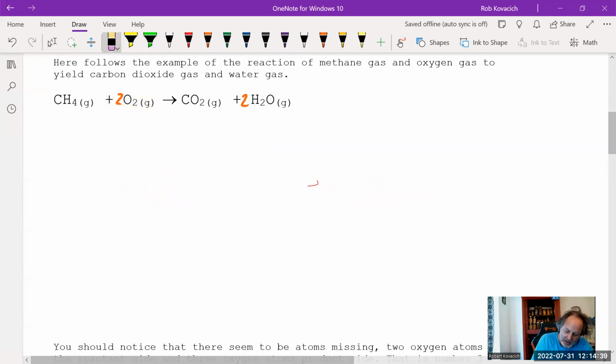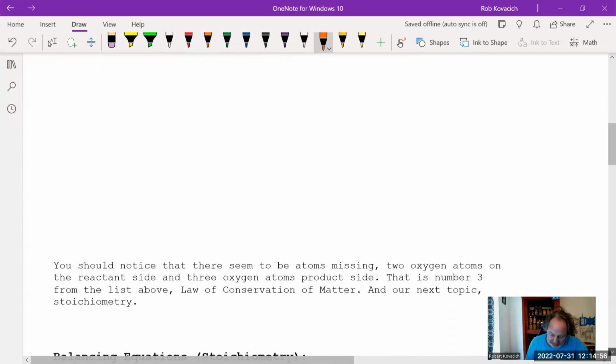So this is now a balanced chemical equation. 1 carbon, 1 carbon. 4 hydrogens, 1, 2, 3, 4 hydrogens. 1, 2, 3, 4 oxygens. 1, 2, 3, 4 oxygens. That's it. So we can give some other examples of balancing.